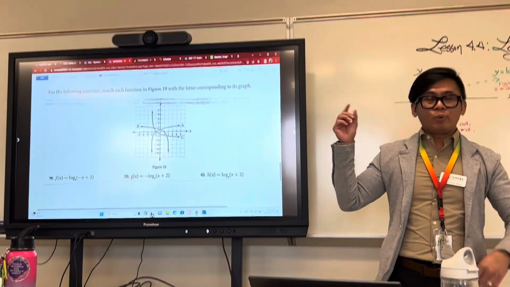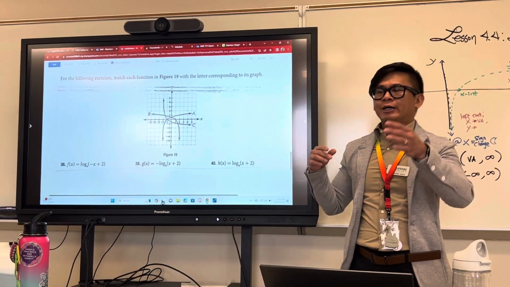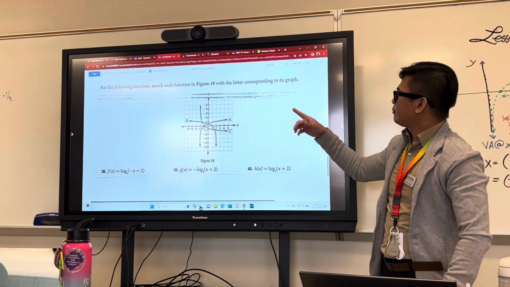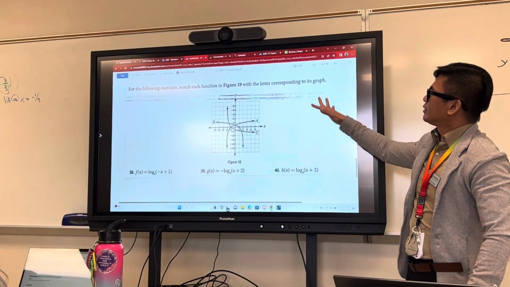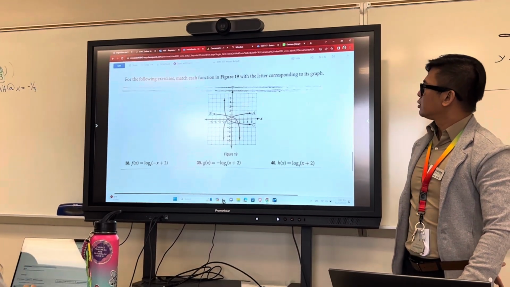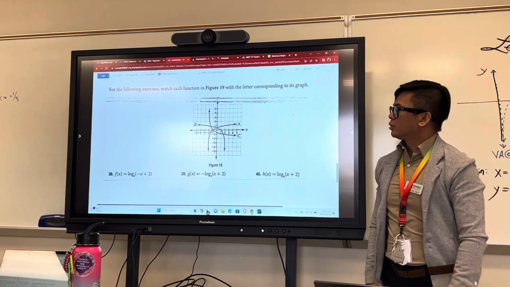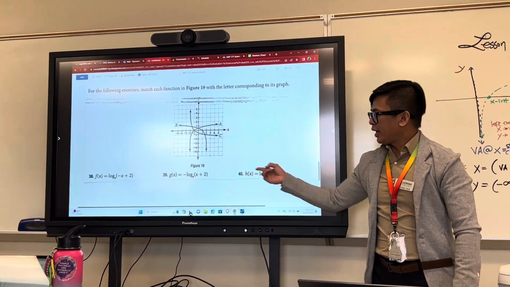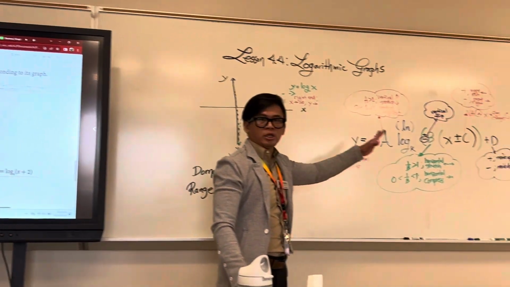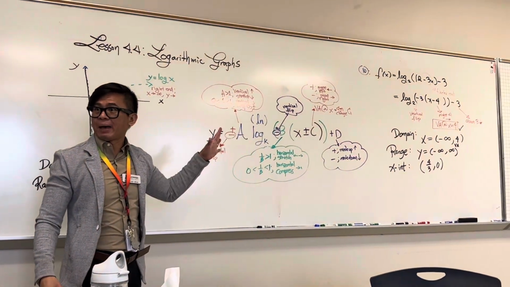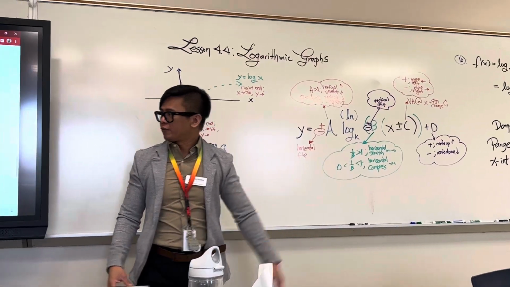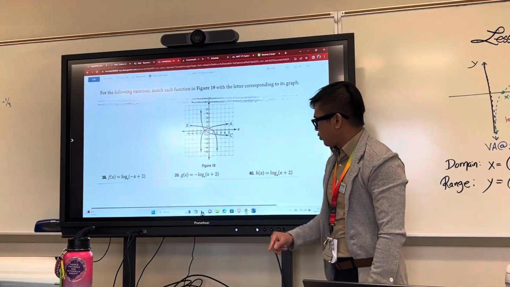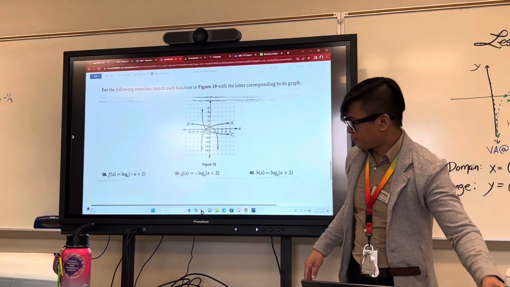Instruction in here and how we can work on this one, okay? Marguerite, go ahead, please. The following exercises match each function in figure 19 with the letter corresponding to its graph. Again, we're going to analyze these graphs and these functions according to the transformations happening. Okay, so for example in here, for number 38, what do we notice?